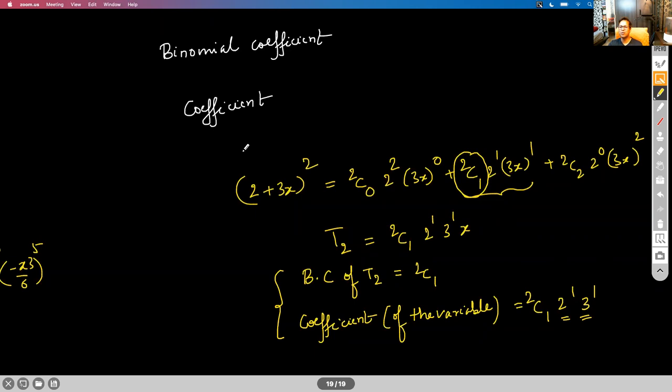But let's say if you had only 1 plus x to the power of 2. Okay. Then in this case, just give me a second. Some children are screaming.